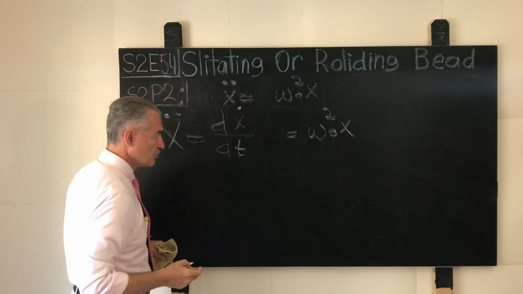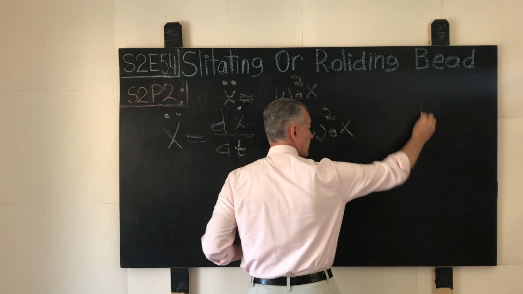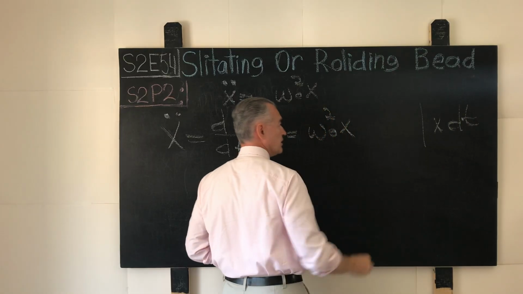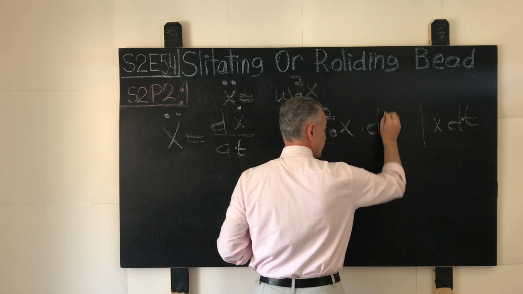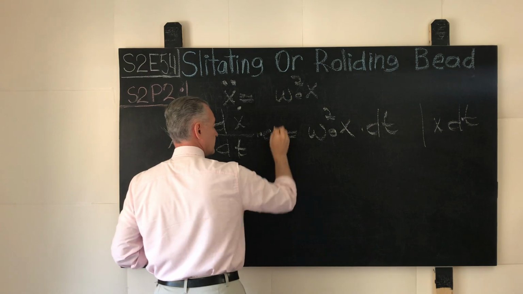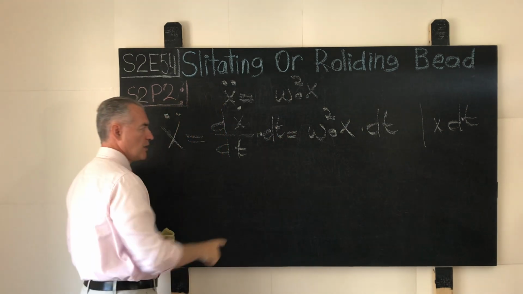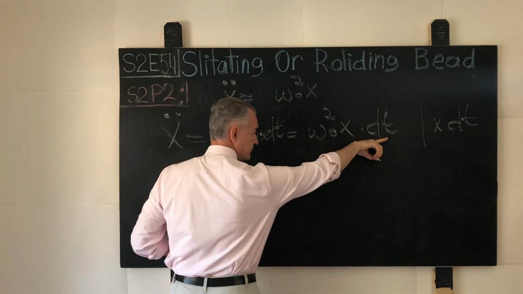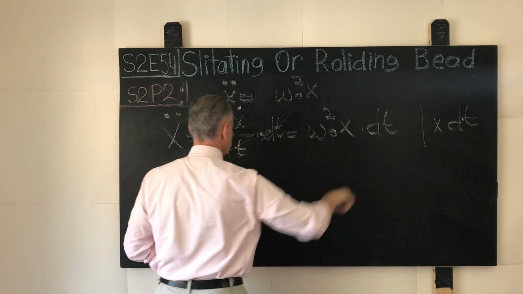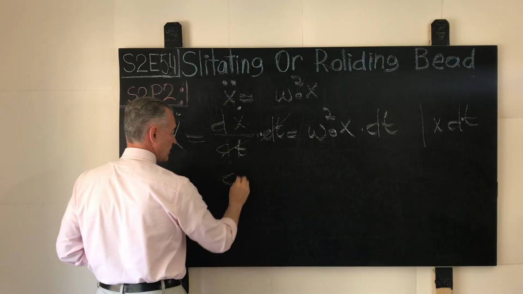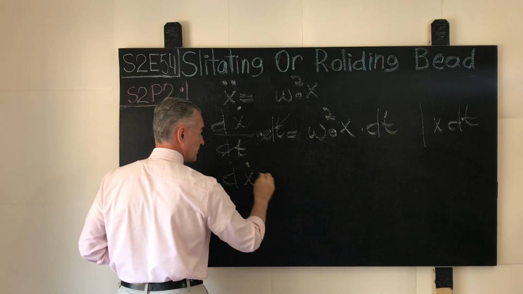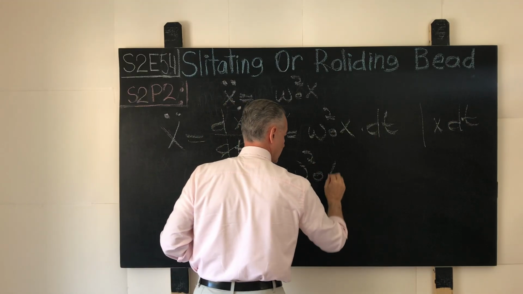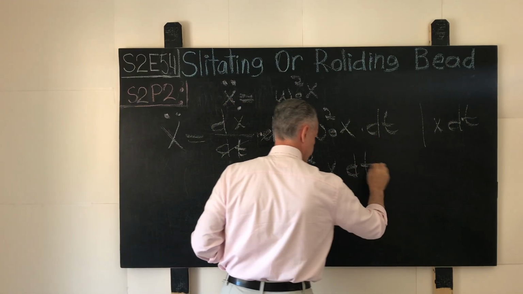What is the next maneuver? Multiply both sides of this equation by one copy of the first differential, dt. What will happen on the left hand side? Cancel, cancel. But this differential, the first differential, stands. So now we have d x dot is equal to omega squared zero x dt.